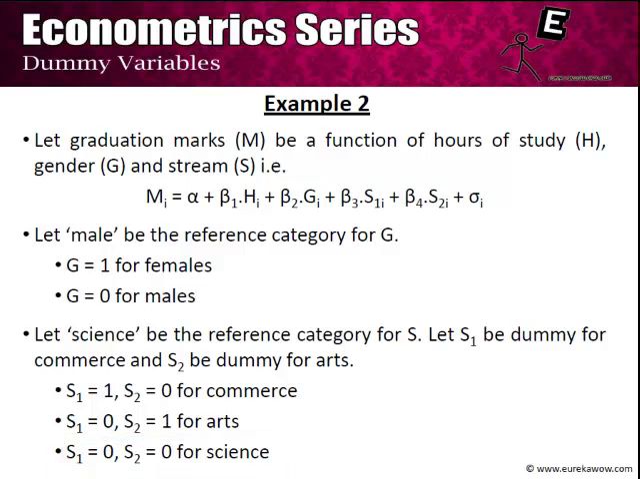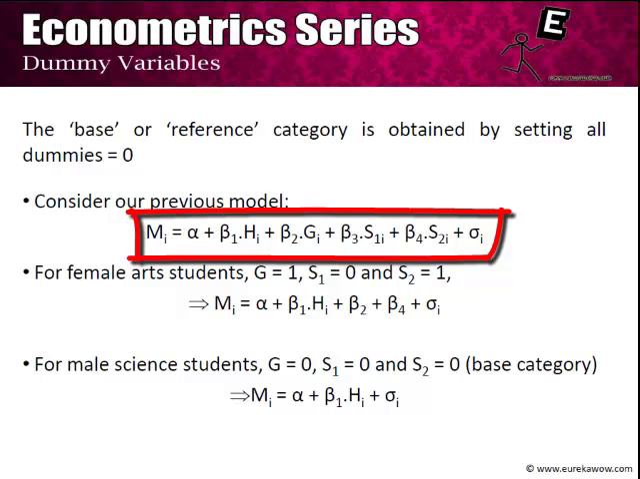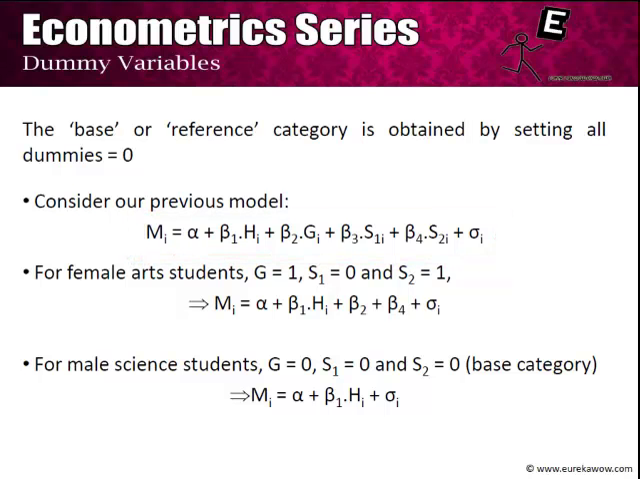Now, when we have two qualitative variables, then our reference category will also have two qualities. So our reference category in this case will have a gender and it will have a stream. When it is not obvious what the reference category is, the simple way to do it is to assign a value of 0 to all the qualitative variables present. For example, if we want to find out the base category of a previous model, then set G equal to 0, S1 equal to 0 and S2 equal to 0.